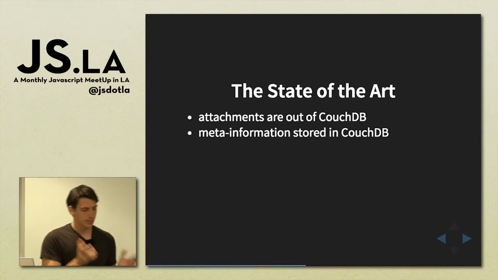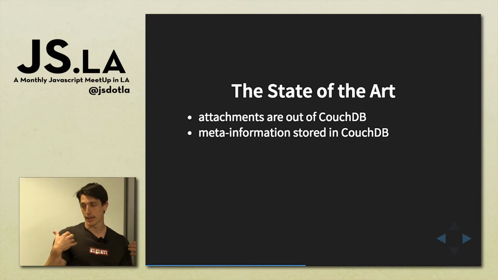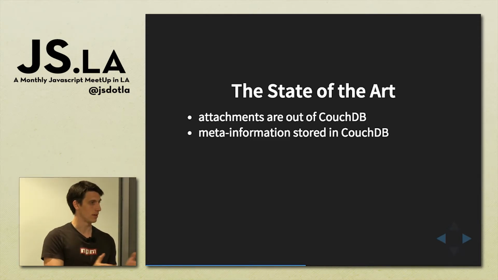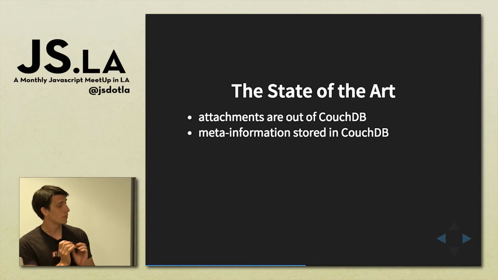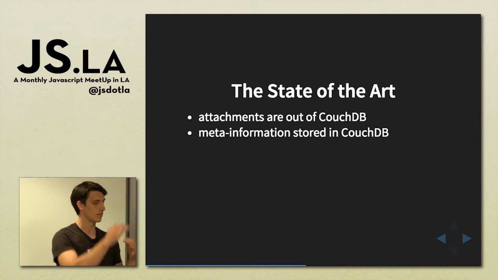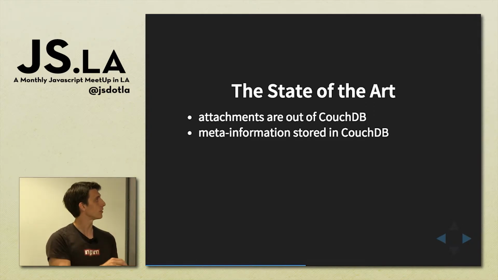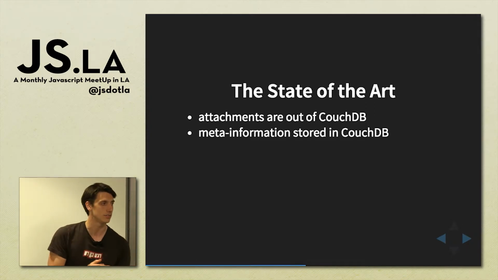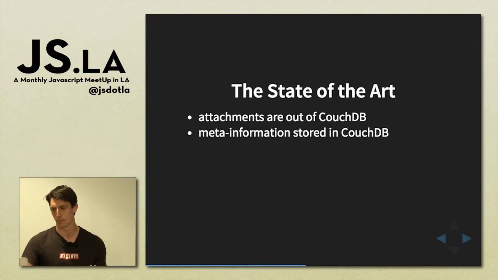Let me talk to you about what the state-of-the-art system looks like. As I said, the attachments are out of CouchDB, so we no longer have this 200 gigabyte database. I think that it's a couple hundred megabytes. We still store all of the meta information for your packages in CouchDB. If you look at the JSON structure that gets written to disk, that you enter into your package.json, that is all still in CouchDB. So all the meta information is still in there.